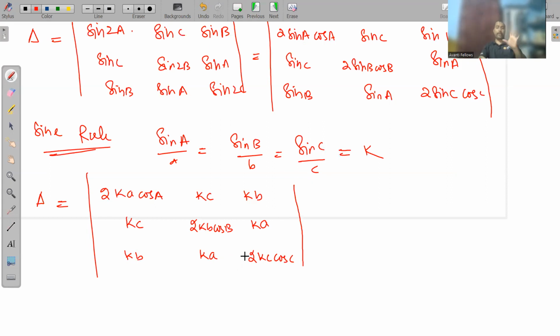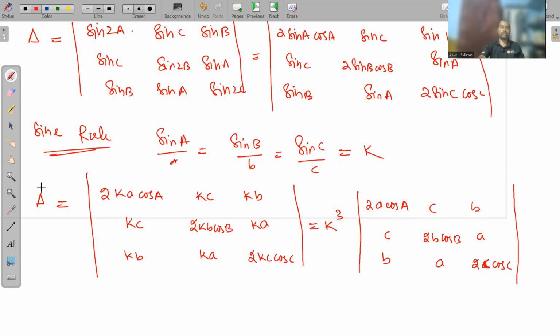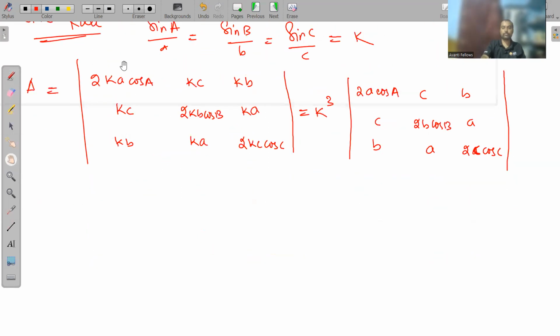Now if we take k common from each column of this determinant, we get k cubed times the determinant with rows: 2a cos A, c, b; c, 2b cos B, a; b, a, 2c cos C. This we got now.